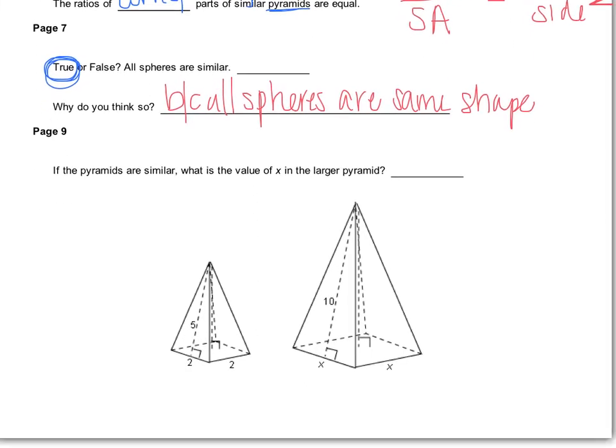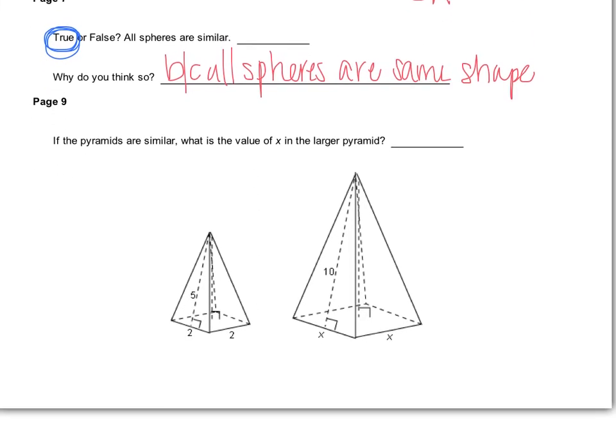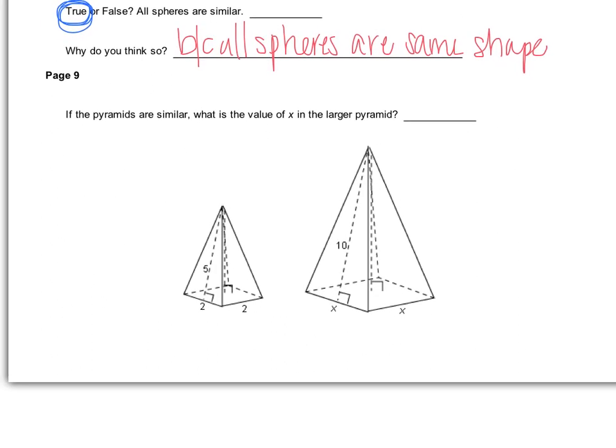Alright, so our question below says, if the pyramids are similar, what is the value of x in the larger pyramid? Well, looking at what they've given us, they've just given us side lengths. So this is a normal proportion. We don't have to square anything. We only square stuff if it's talking about area. So we could put 5 over 2, and if I did that, I would have to do 10 over x.